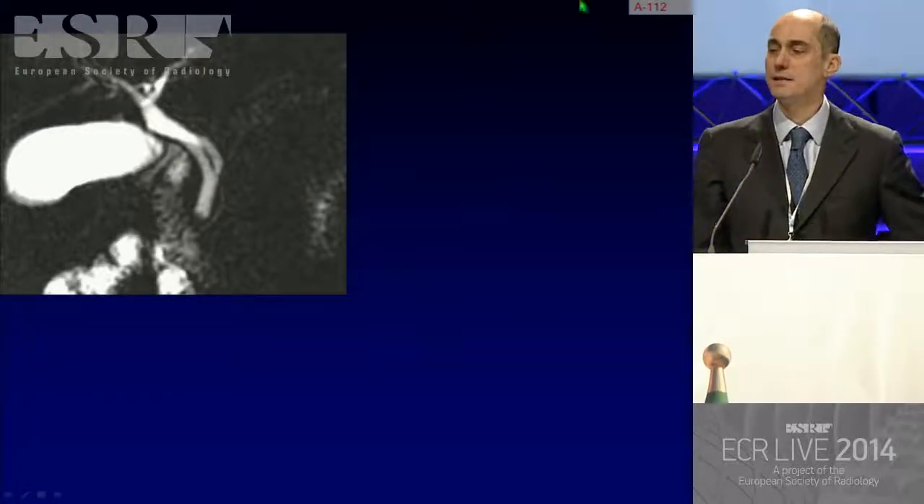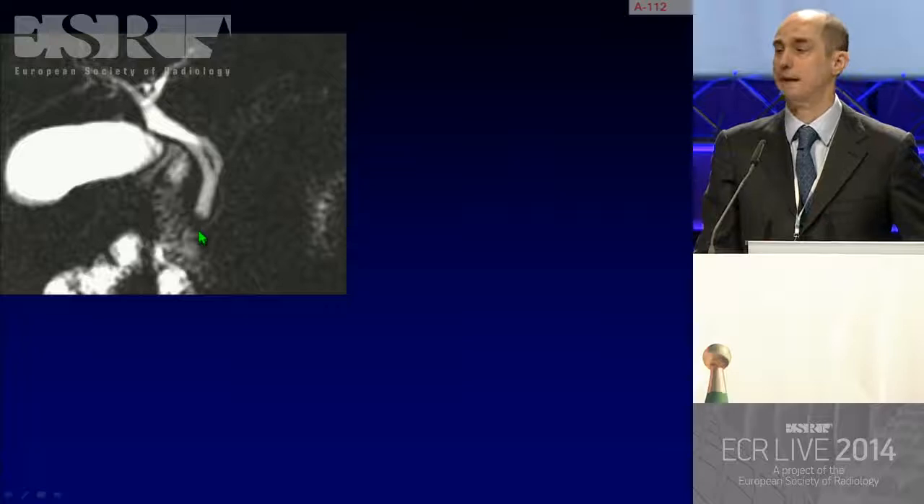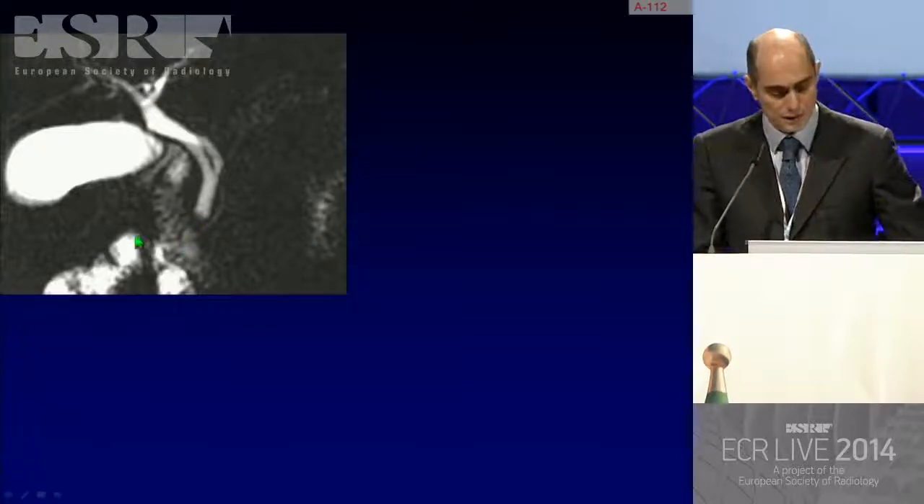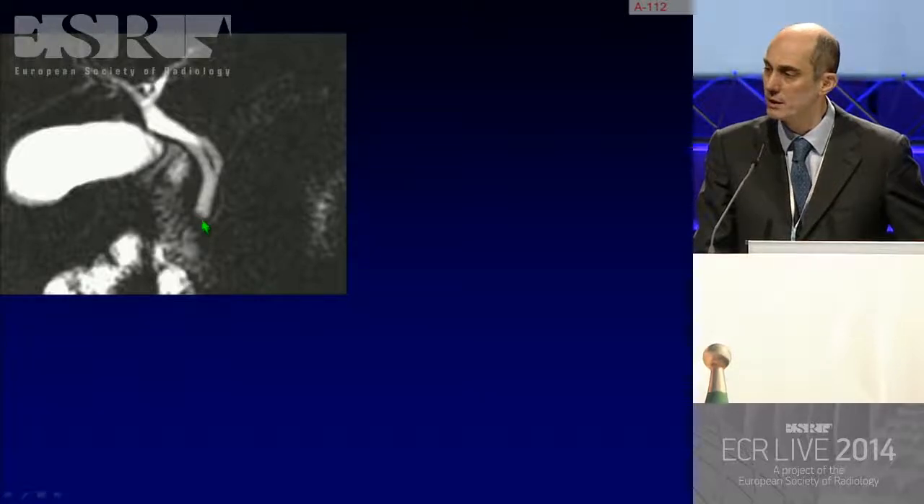This is a very interesting case, I think, because this is a patient in whom I would like to focus on the distal third of the common bile duct, and we have the impression that there is an endoluminal filling defect here in the distal third, down here.